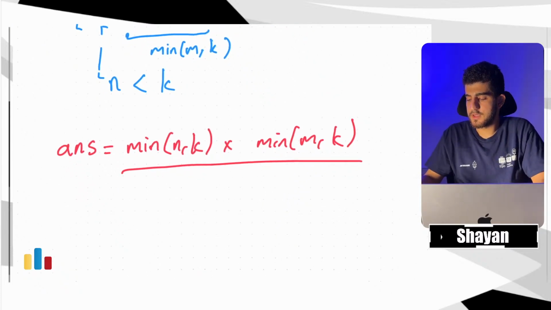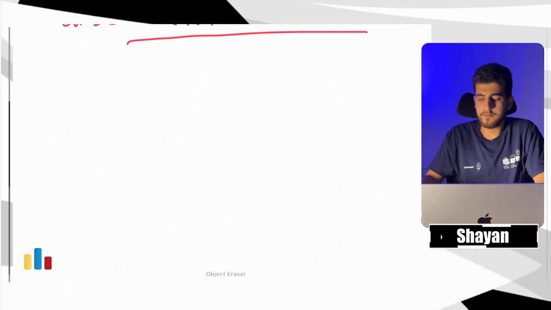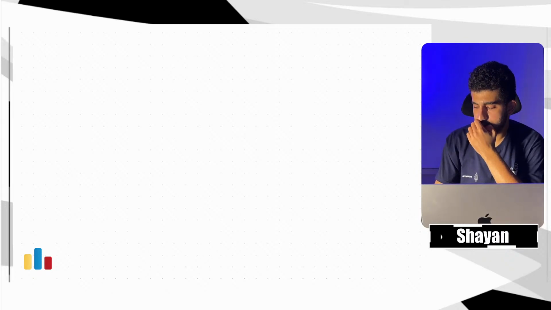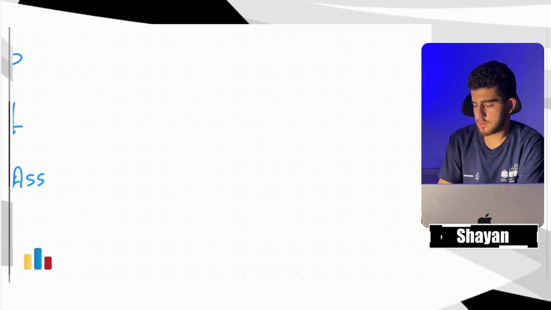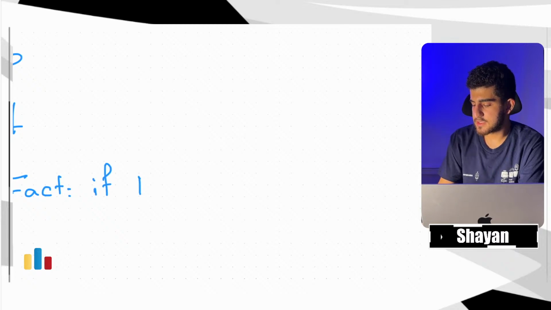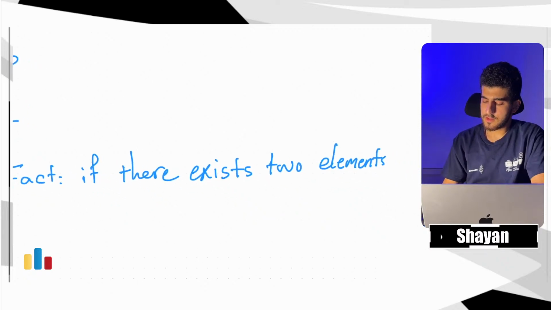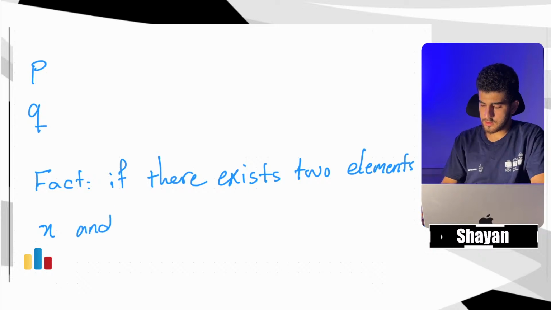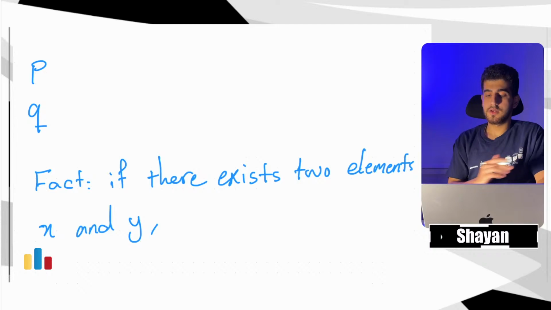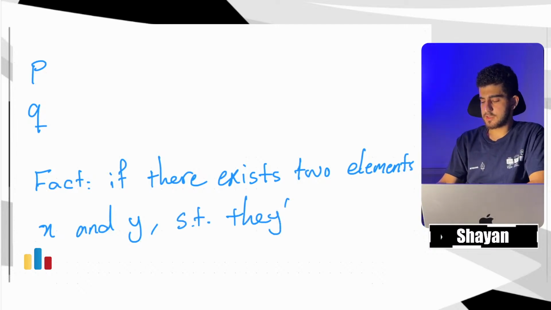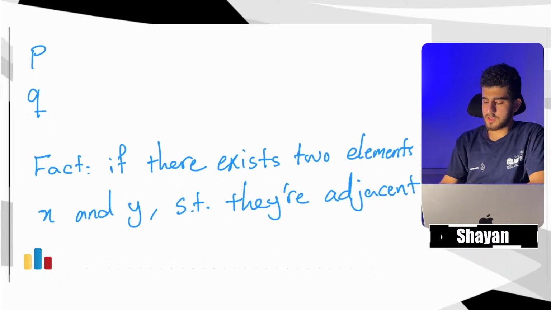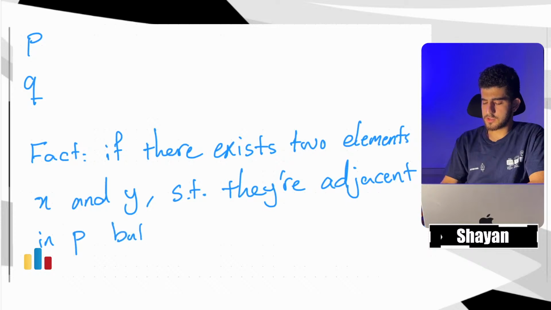Okay, in this problem, let's consider that we have these two permutations, P and Q. I want to tell you a fact. If there exist two elements x and y such that they are adjacent in P, but they are not adjacent in Q.